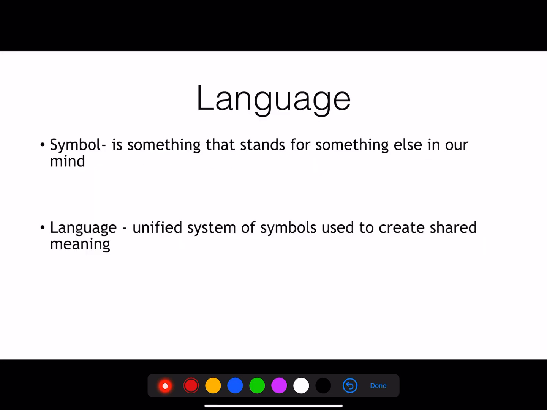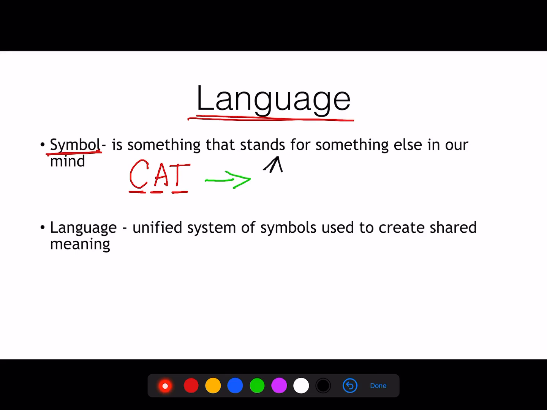All right, so the first thing that we need to know is the definition of a symbol. A symbol is something that stands for something else in our mind. For example, our language is built on a set of symbols, which we would call letters, or in its entirety, the alphabet. So if I put these three symbol combinations together, these actually have what's called a phoneme, which is a sound for each of those letters, but in combination, this is cat.